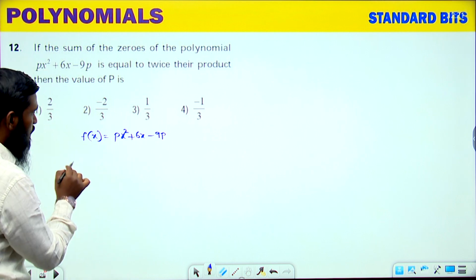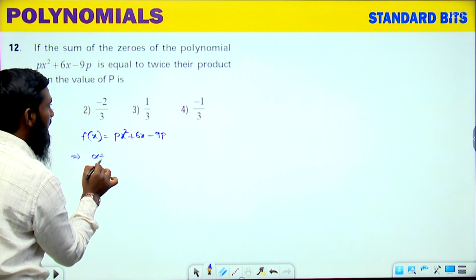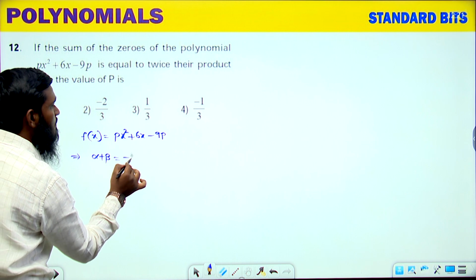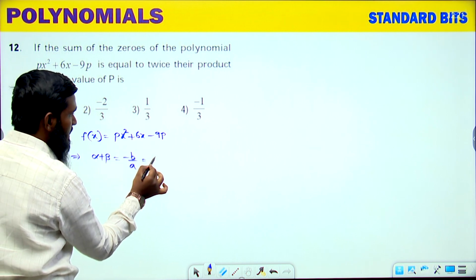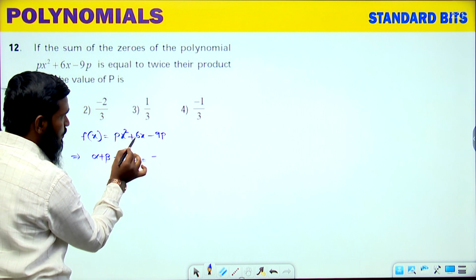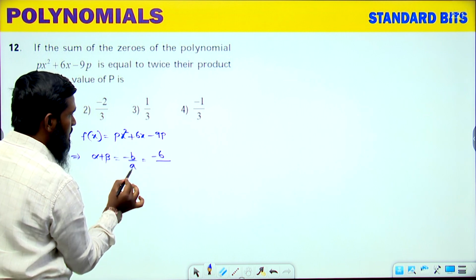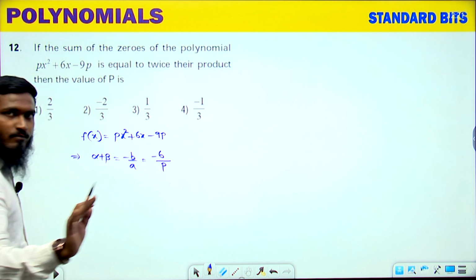I have told you two formulae for this part. Alpha plus beta is equal to minus b by a. Now what are we having? We have written the minus as it is. What is the b value now? The b value is 6, divided by, what is the a value? It is p. This part we have taken.